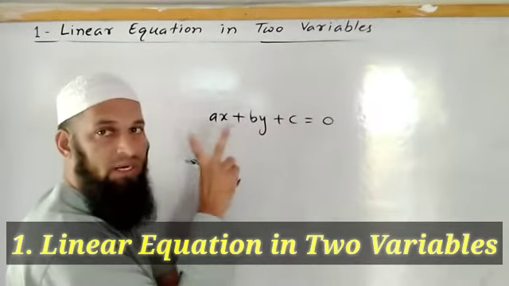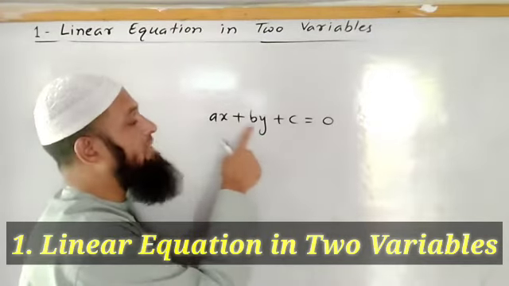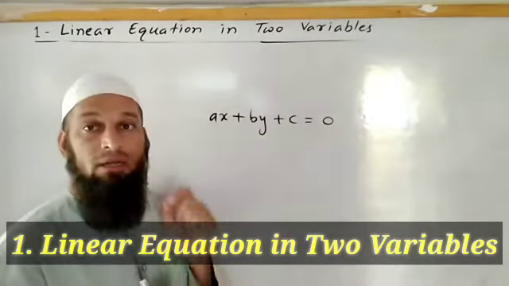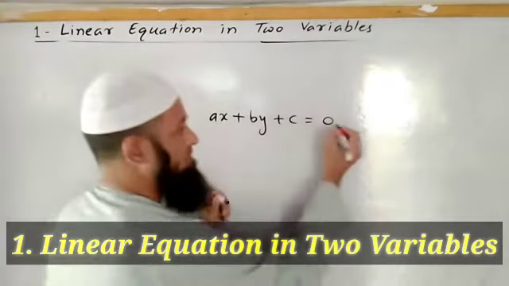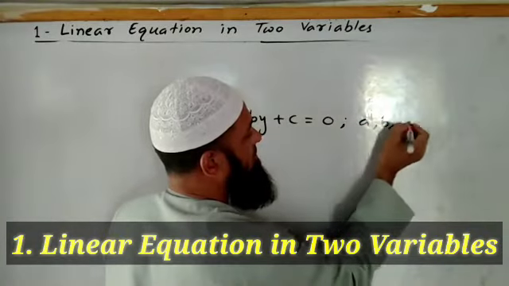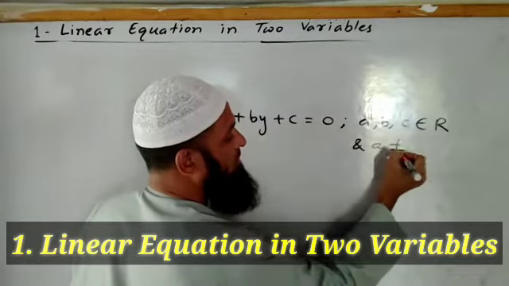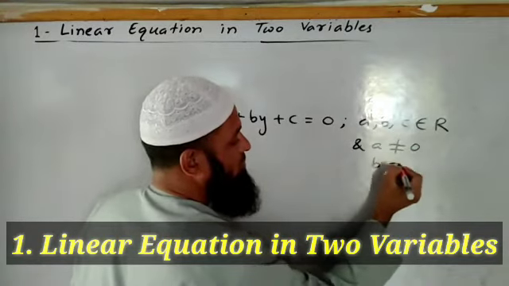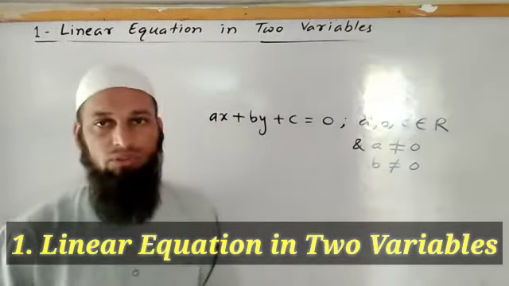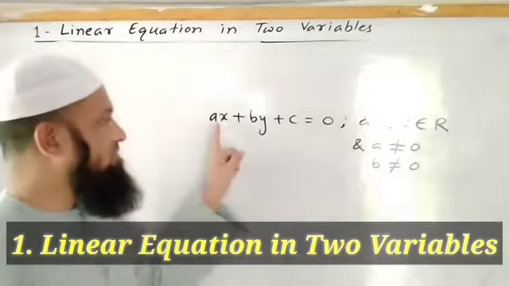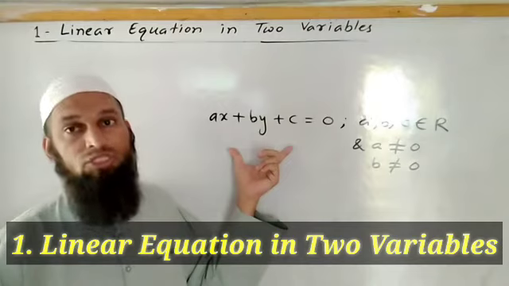In this equation there are two variables x and y. X and y are the variables and a, b and c are nothing but the real numbers, and a and b should be non-zero real numbers. A, B, C should be real numbers, and A should not be 0, B should not be equal to 0. A is not equal to 0, B is not equal to 0. This is the condition. So ax plus by plus c is equal to 0. This is the general form of linear equation in two variables.